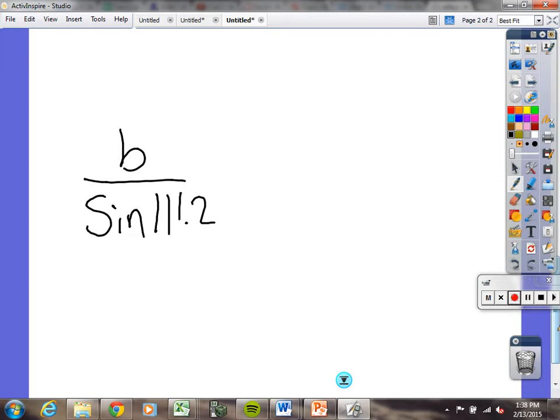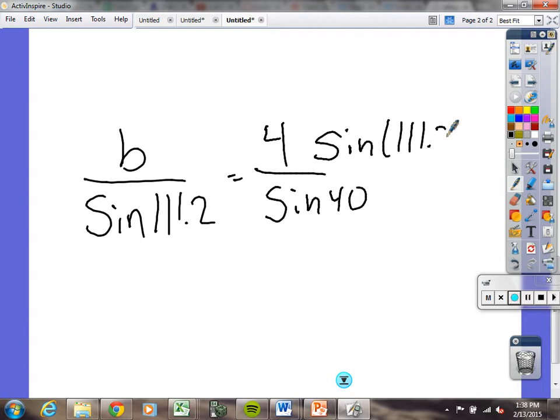Okay, so I'm going to set it equal to 4 over the sine of 40. And then what do we have to do just to solve for b? Multiply both sides, so you're going to put the sine of 111.2. B is gone. B equals what? 5.8, is that what you got? Do we have a second on that yet? 5.8. Okay. Everybody do it for yourself, just so you know how to do it. You okay?